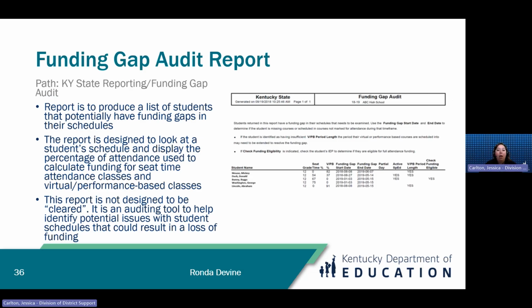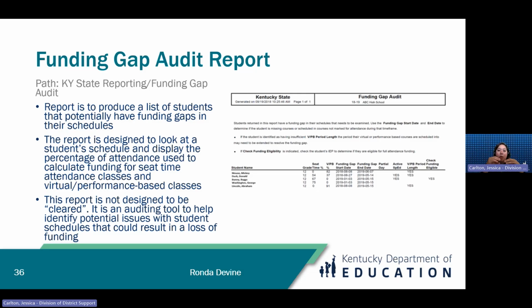Funding gap audit report. This report came out, I don't know, 4 or 5 years ago now, and we've loved it. The schedule gap audit report used to be what everyone went to make sure there were no gaps in their in-seat schedules. This funding gap audit report combines not only your in-seat attendance, but also that performance-based to ensure that you're getting the maximum funding. It's designed to look at both seat time and performance-based and put them together, because we know a lot of students, especially high school students, will have that time that they're in seat plus the time that they are doing dual credit classes, and make sure you're maximizing the funding.